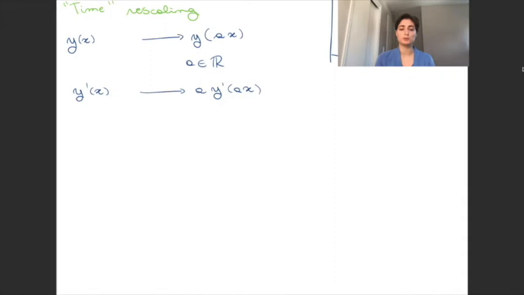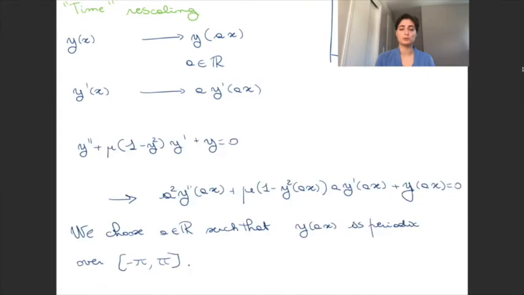So we replace y of x by y of a times x with some a real number. If we do that, then y prime is replaced by a y prime, computed at ax. This is a rescaling of the x-axis. It's called time rescaling, even though we haven't specified that the direction we're using is the time, just because that is most usually where it's used in physics.